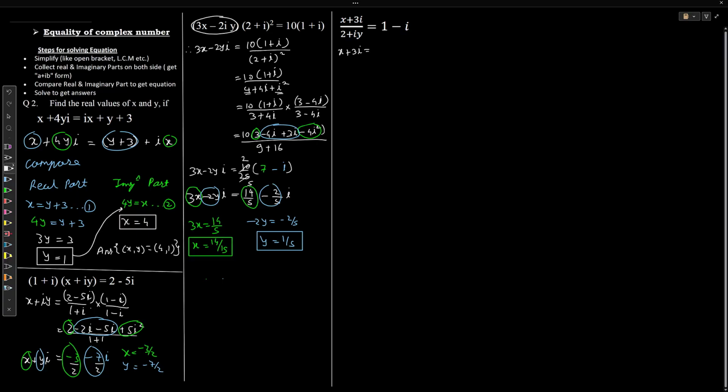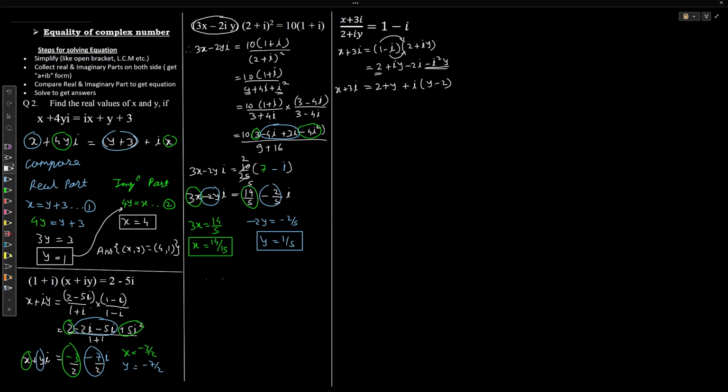x + 3i must be equal to (1 - i) into (2 + iy). Multiply 1, we will get 2 + iy. And multiply -i, we will get -2i - i²y. Right? Now, -i² y will be + y. And if you take i common, y + (y - 2)i... must be equal to x + 3i.